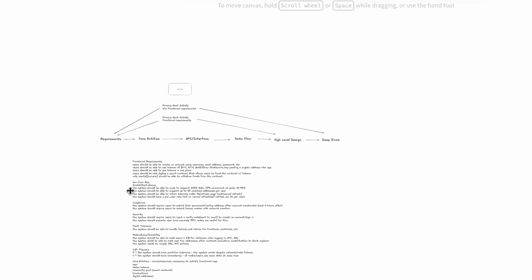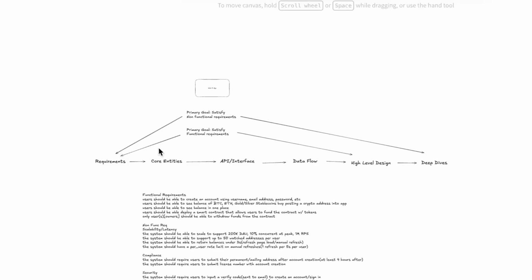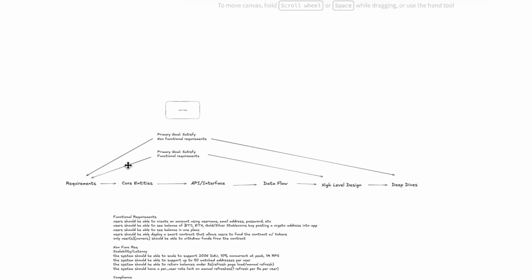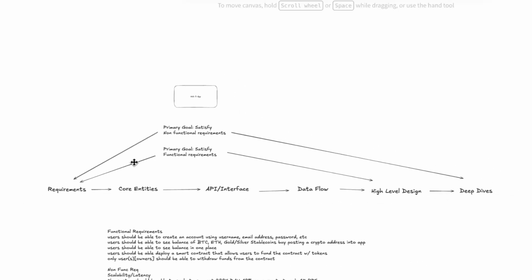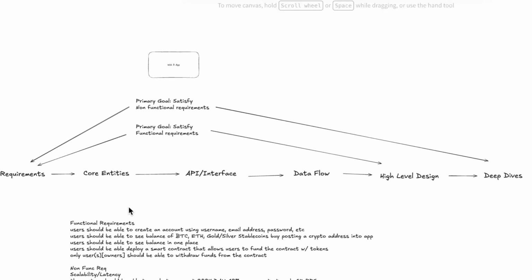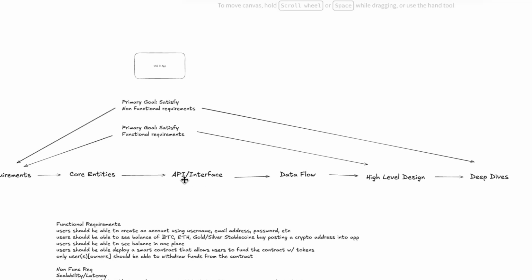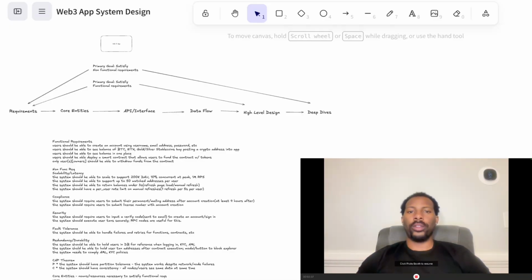If I go back and scale out, this is very hard to see now, but this is a very good framework for developing applications and going about developing systems. Starting with your requirements, going into who is actually affected, what nouns and resources this application is using and acting upon, the different requests that my application is going to make to other applications, how data is going to flow, and now we're going to get into high-level design. In the next video, we'll go into the high-level design and deep dives for the Web3 application.